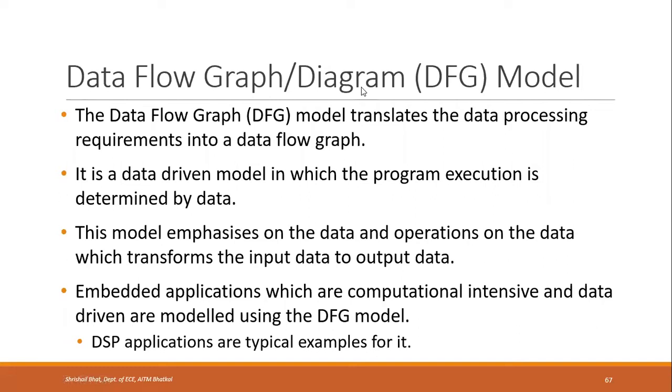It is a data-driven model in which the program execution is determined by data. The execution is driven by the data, so it's called a data-driven model. This emphasizes the data and operations on the data, which transform the input data to output data. Data will be taken as the input, some operations will be performed on them, and output data is obtained. So we draw a flow diagram or a flow chart for this. That becomes the data flow graph model.